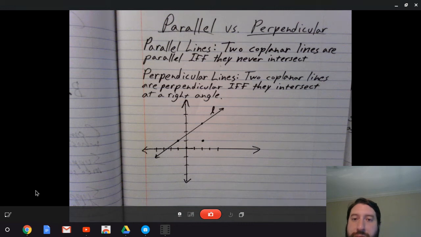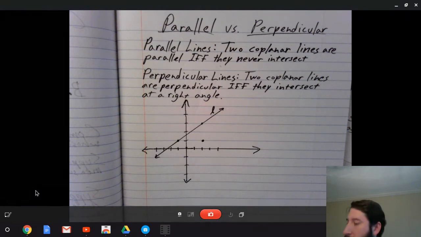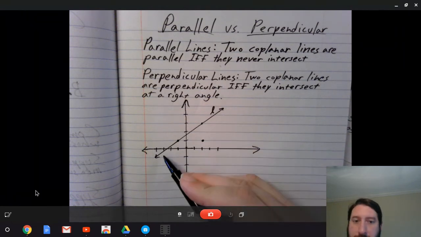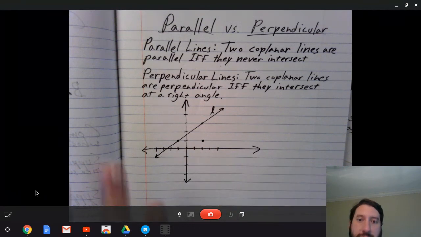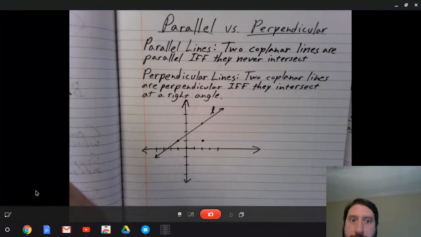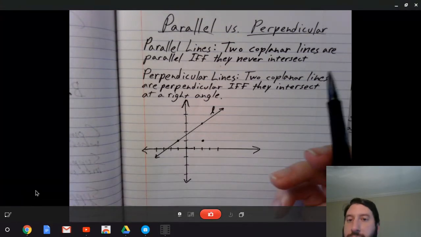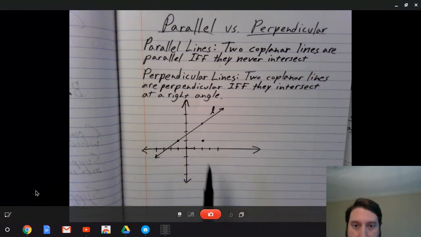So this next section, we're going to be talking about parallel and perpendicular lines. They're going to give you a problem where they give you a line, either on a graph, or they'll give you like 2 points on the line, and they'll ask you what's the equation of a line that's either parallel or perpendicular. So go ahead and pause your video and write this stuff down.